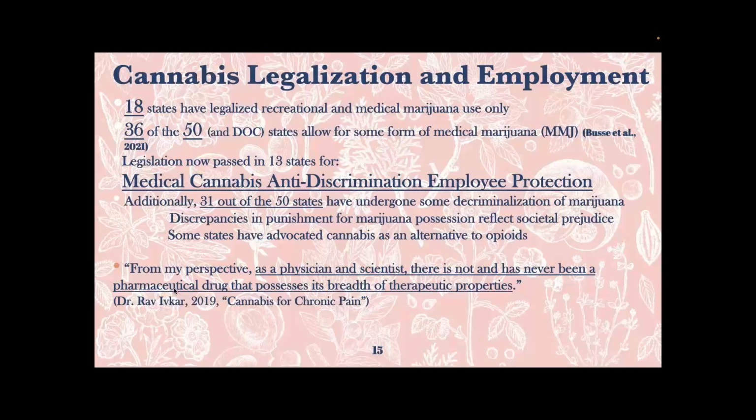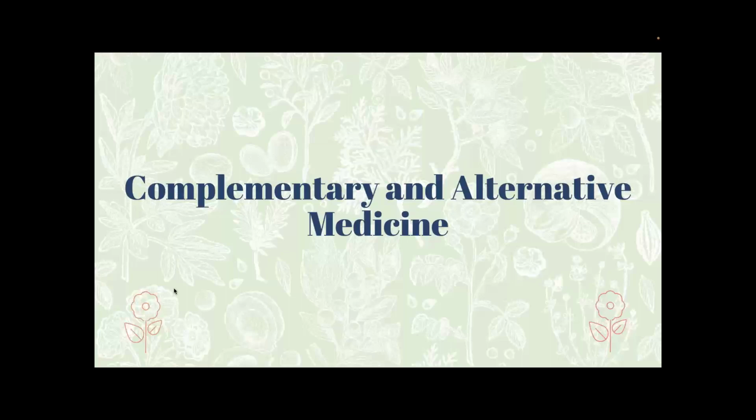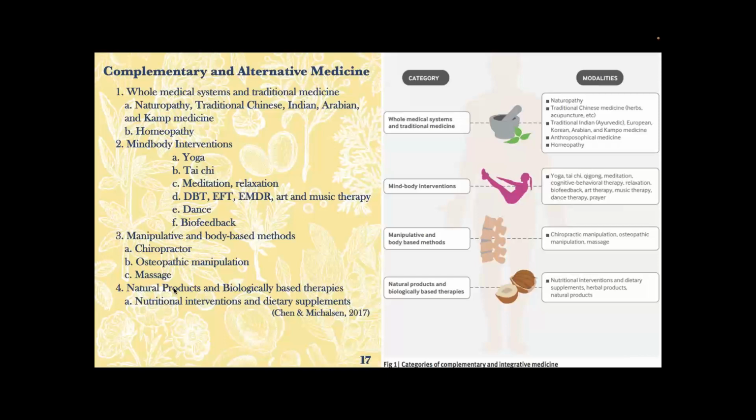So now looking at some of the complementary and alternative medicine approaches. What do we mean when we say complementary and alternative medicine? Looking at whole medical systems and traditional medicine, including traditional Chinese medicine, Ayurvedic medicine, European, Indian, Arabian, any kind of homeopathy that we can bring in, mind-body intervention. Of course, we've heard of yoga, Tai Chi, meditation, relaxation. I'm going to show you some of the DBT and emotional freedom technique and the EMDR techniques as well that incorporate mind-body interventions, as well as art and music therapy, dance, and biofeedback.